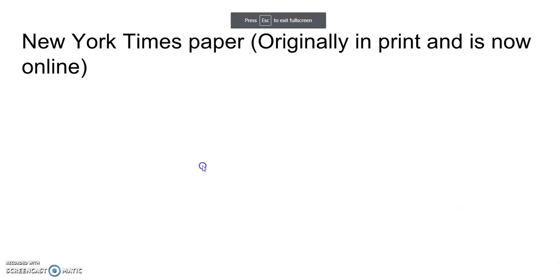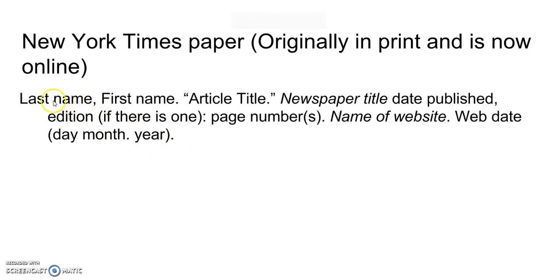So if we're going to cite this, this is what we would have to do. Again, same thing, last name, first name of our authors, article title, newspaper title, and the date it was published, comma, an edition if there is one, and in our case there is, it's the late edition. Do the colon, the page numbers, name of the website that you got it from. So if you're getting it online, then that's what it's going to be. Obviously, then you got it on the web, and the date that you accessed it.